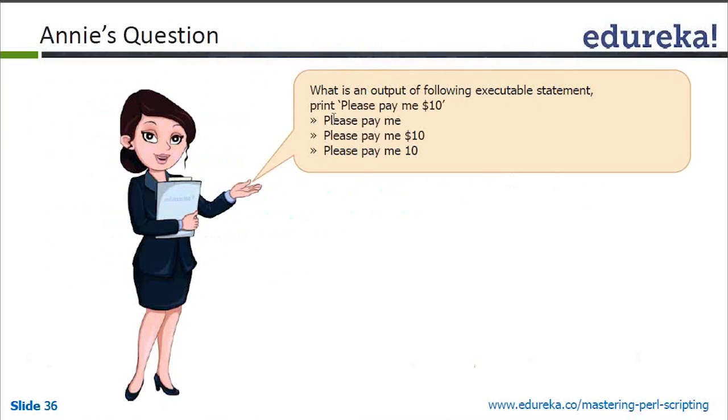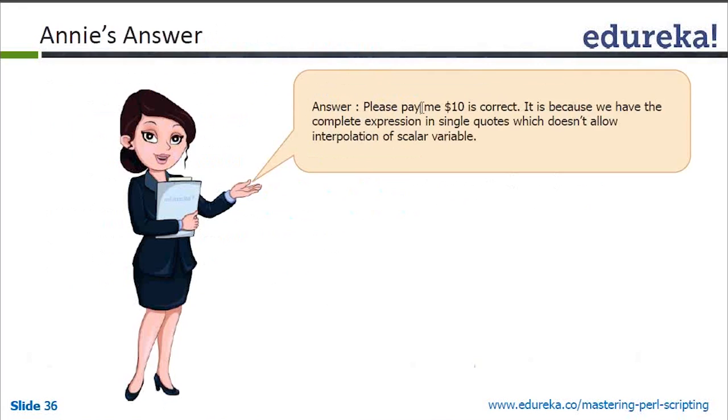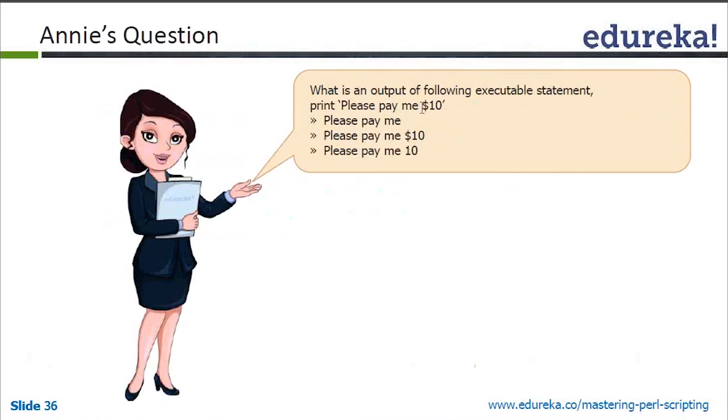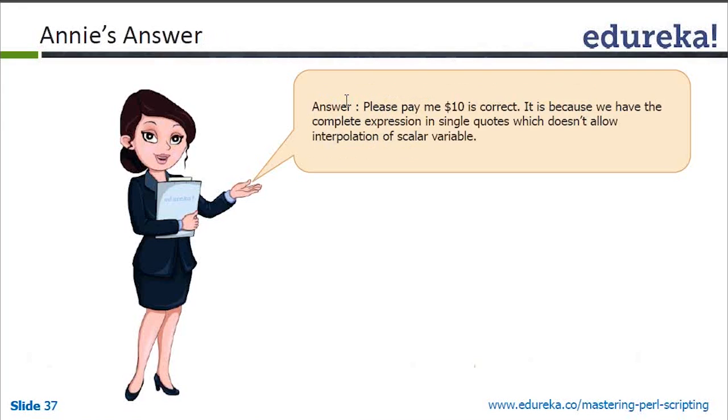Since we are putting this in single quotes, the special meaning of this dollar will be gone. So what should be the output, sorry, is that we are just printing this as a string. Dollar is not a special character, but \n or \t would be a special character. So it will just print whatever it is, as a string, as it is. It will just say, please pay me $10, because it doesn't have anything else. You can see the answer, and what is the reason for that? This is because we have the complete expression in single quotes, which does not allow interpolation of scalar variable.